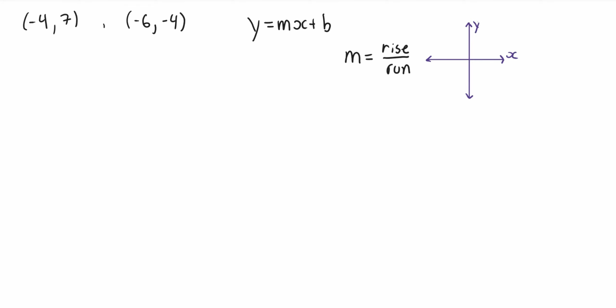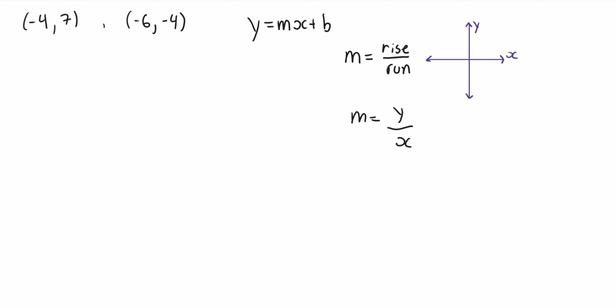Now, if you think about it, rise is to go up. Our run is left or right. So in conclusion, our rise is our y, and our run is our x.